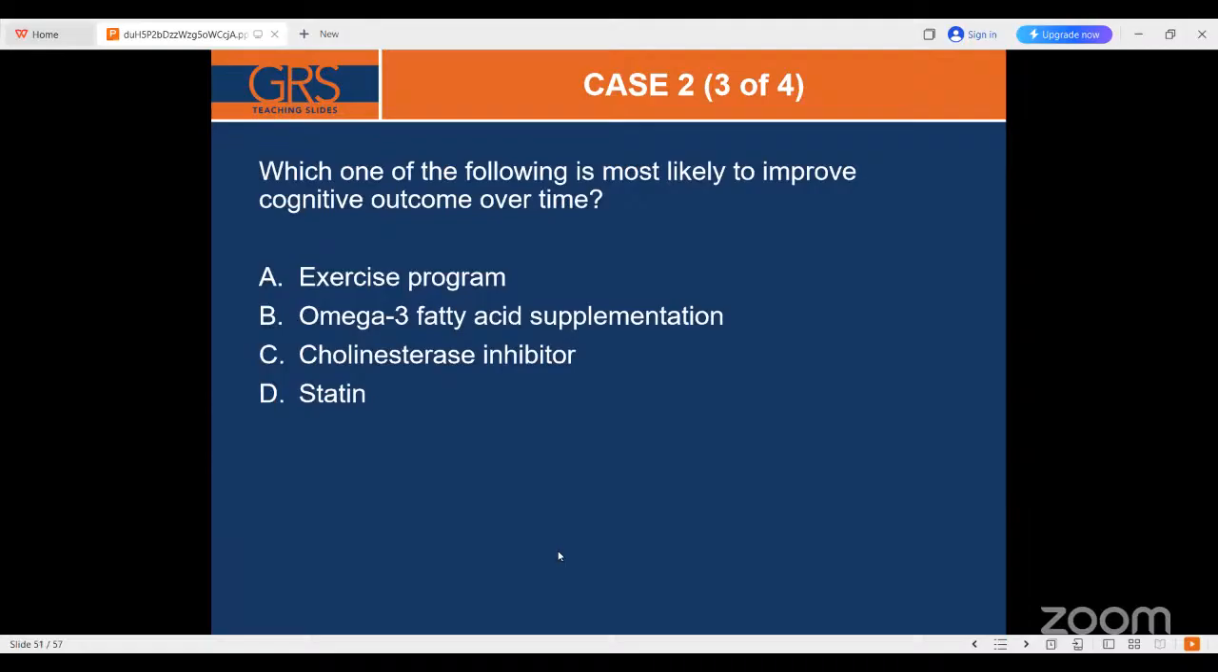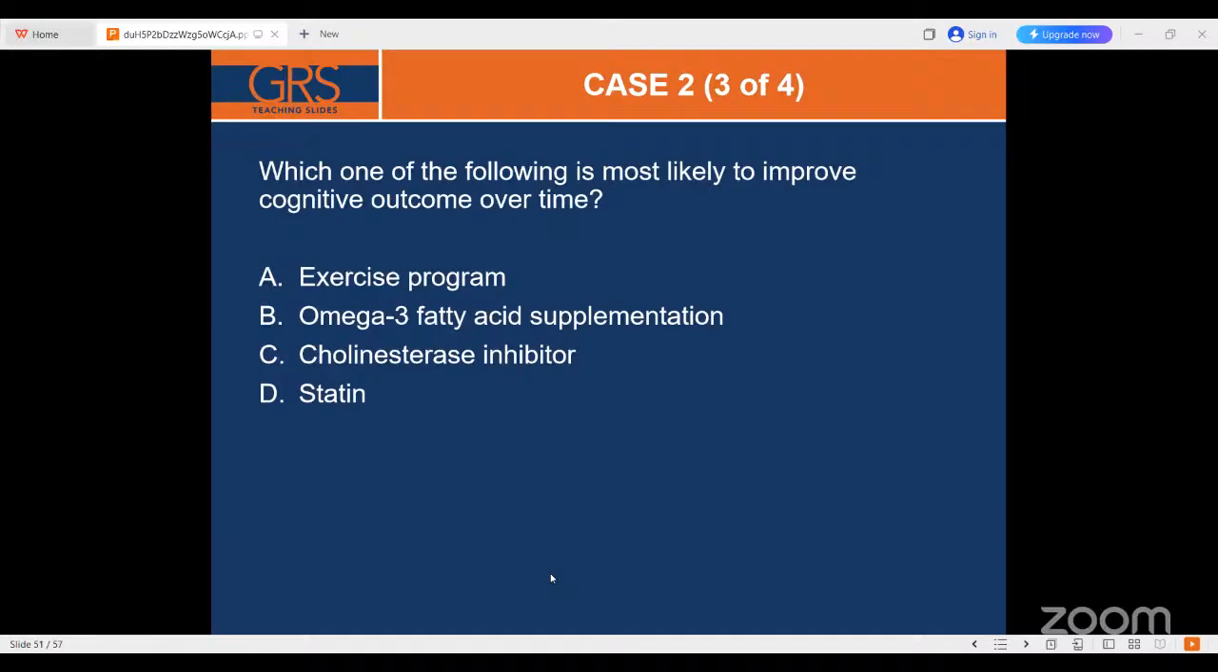Which one of the following is most likely to improve the cognitive outcome over time? Exercise program, omega-3 fatty acid supplement, cholinesterase inhibitor, or statin? Do we have any answers? Statin. Someone answered statin in the chat. Are there any other options?